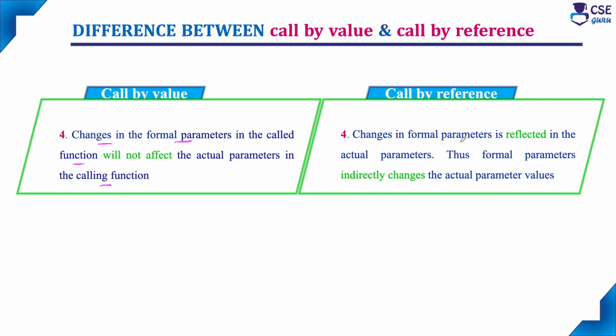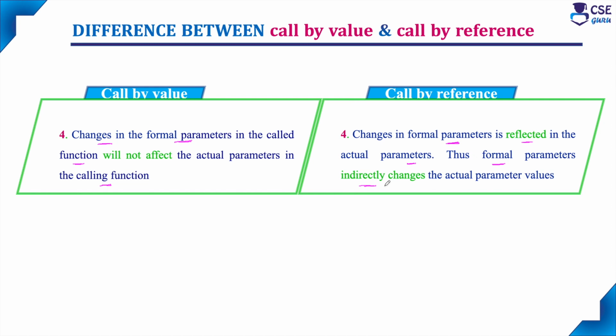But in call by reference, the changes in the formal parameter are reflected in the actual parameter, because the actual parameter and formal parameter share the same memory location where the variables are stored. So if the formal parameter changes or alters the value, that definitely will affect the actual parameter variables also, because both share the same memory location. So formal parameters indirectly change the actual parameter values in call by reference.